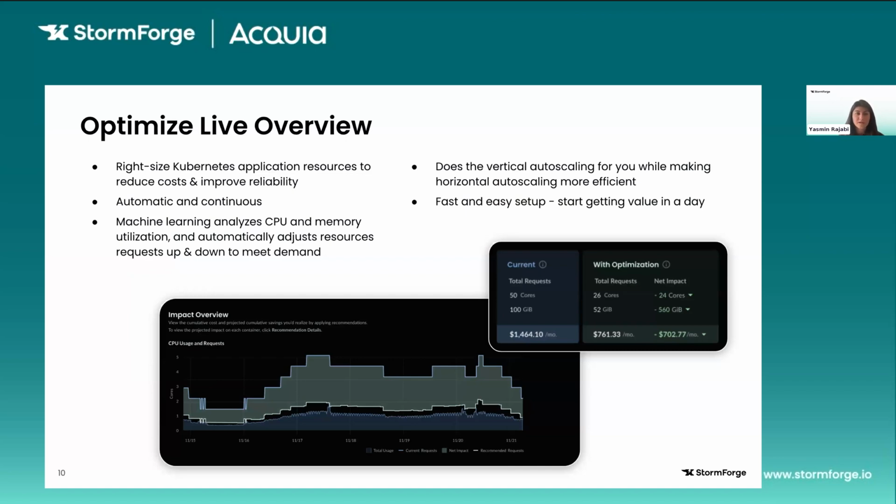And the way that we do that is we take a look at the data. We have machine learning that analyzes the CPU and memory utilization, and will provide recommendations to right-size that application. If you have an HPA deployed, we'll also set the target utilization of that HPA so that we're properly vertically auto-scaling you in a way that is horizontally efficient.